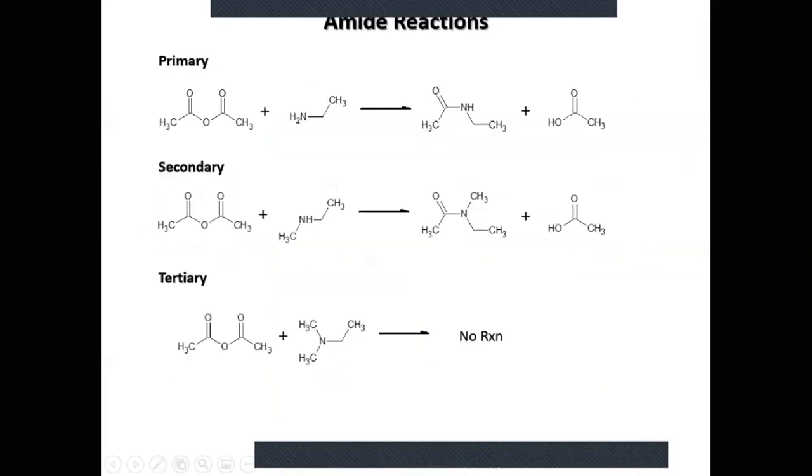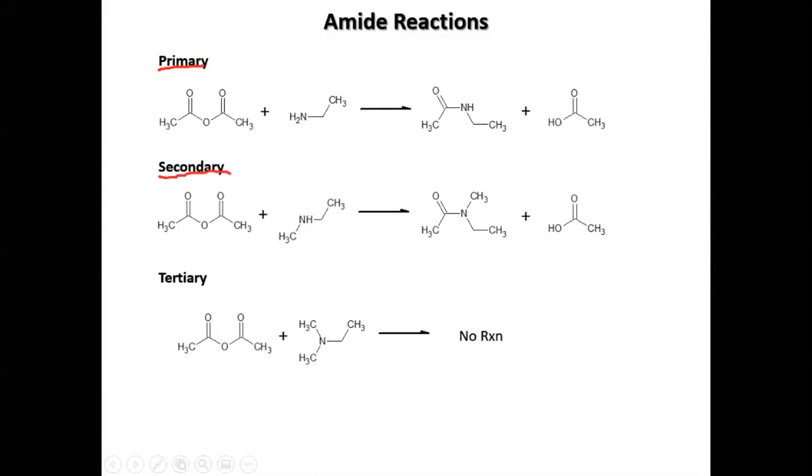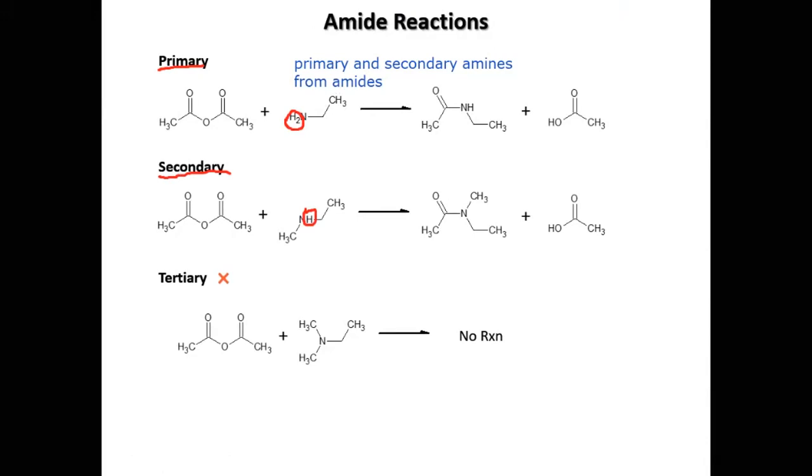And so with amide reactions, you have to have a primary or secondary amine for the reaction to occur. So you have to have hydrogens on the nitrogen in order for a reaction to occur. So only primary and secondary amines form amides. Tertiary amines do not form amides. No reaction. You gotta have that hydrogen for it to react.